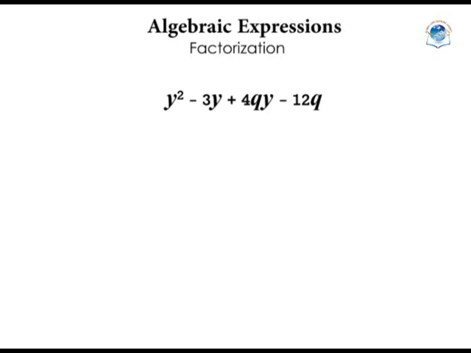Now consider y squared minus 3y plus 4qy minus 12q. The first two terms have a common factor y, so we have y into y minus 3. The next two terms have a common factor 4q, so we have 4q into y minus 3. And lastly, we have y plus 4q times y minus 3.